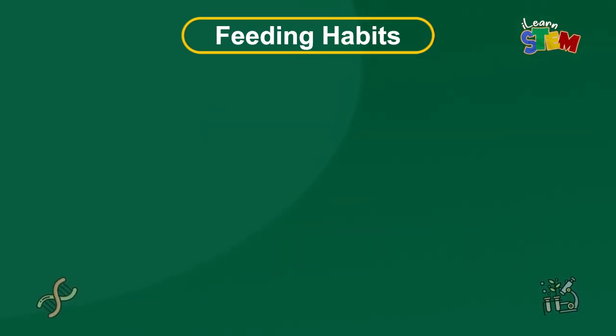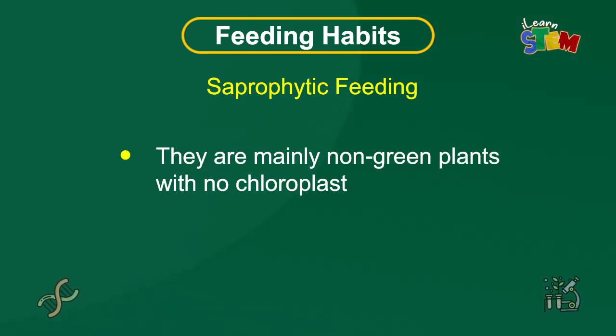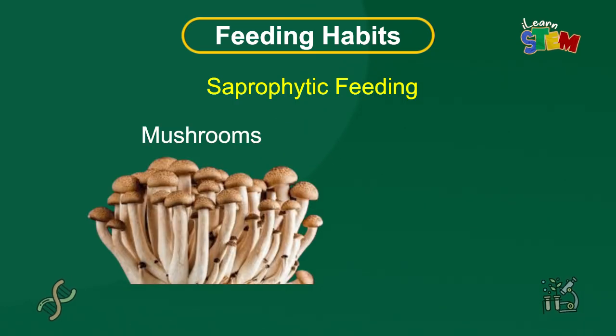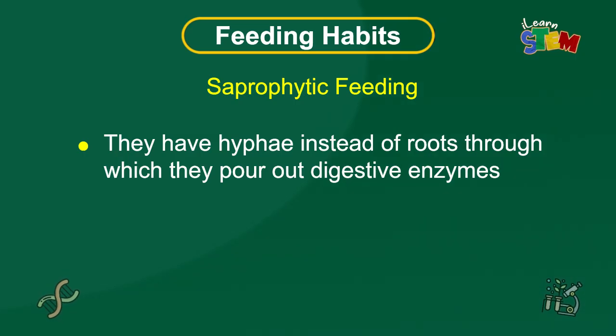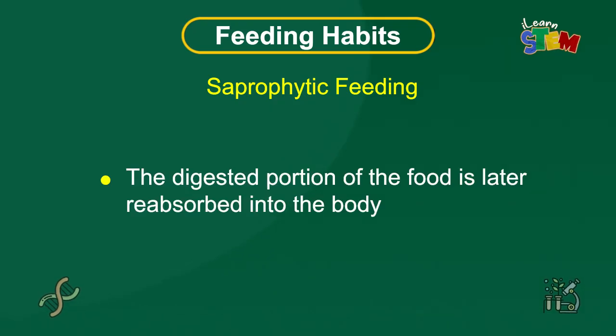Now, we will move on to saprophytic feeding. Saprophytic feeders are organisms that obtain their nutrients by feeding on dead or decaying organic matter. They are mainly non-green plants with no chloroplast and, therefore, cannot produce their own food. Examples are mushrooms, rhizopus, and many others. They have hyphae instead of roots through which they pour out digestive enzymes. They are capable of digesting food outside the body cells of plants. Then, the digested portion of the food is later reabsorbed into the body.